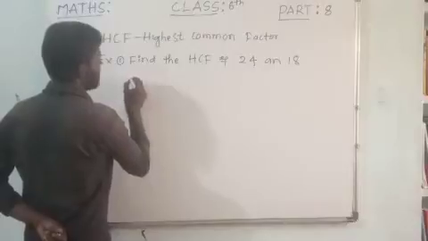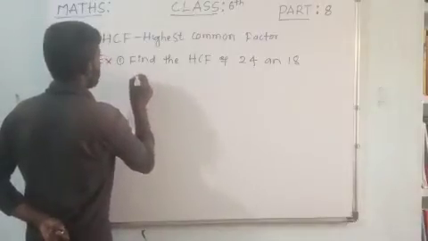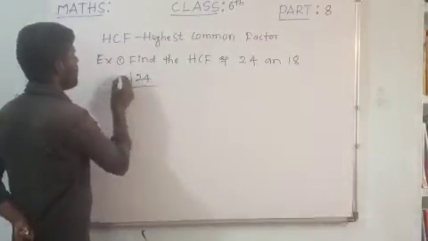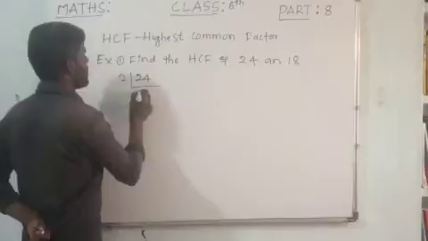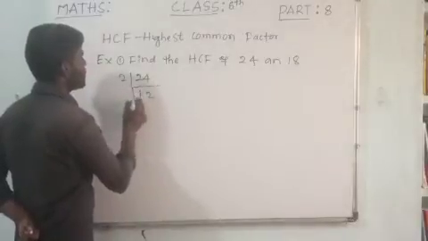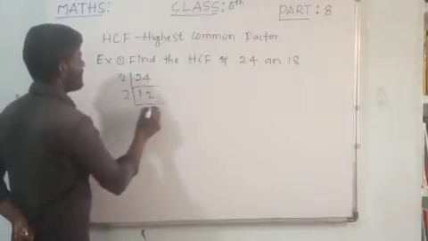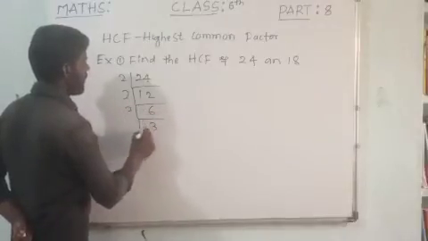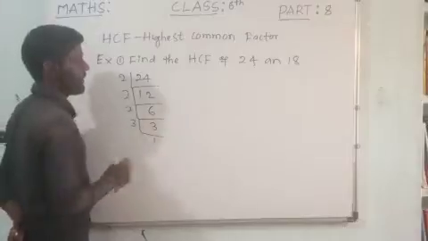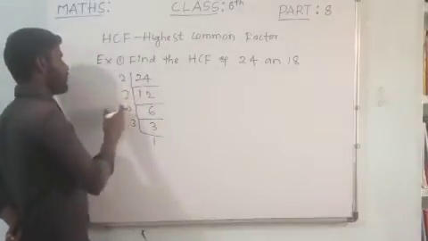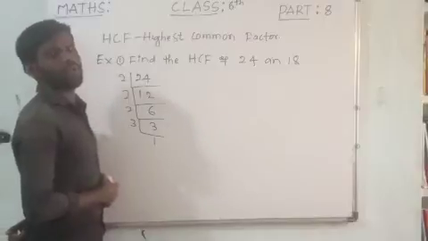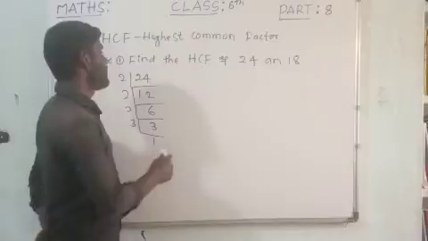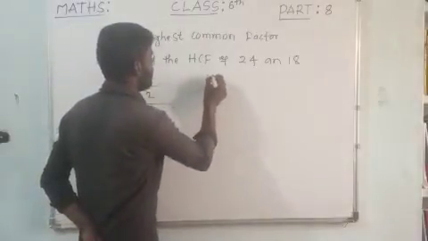Suppose we take the factors of 24. You have to choose the factors: 2 ones are 2, 2 twelves are 24, 2 fours are 8, 2 twos, then 2 sixes are 12, then 2 threes are 6, then finally 3 ones are 3. These are the factors of that 24. Then the other number given is 18.